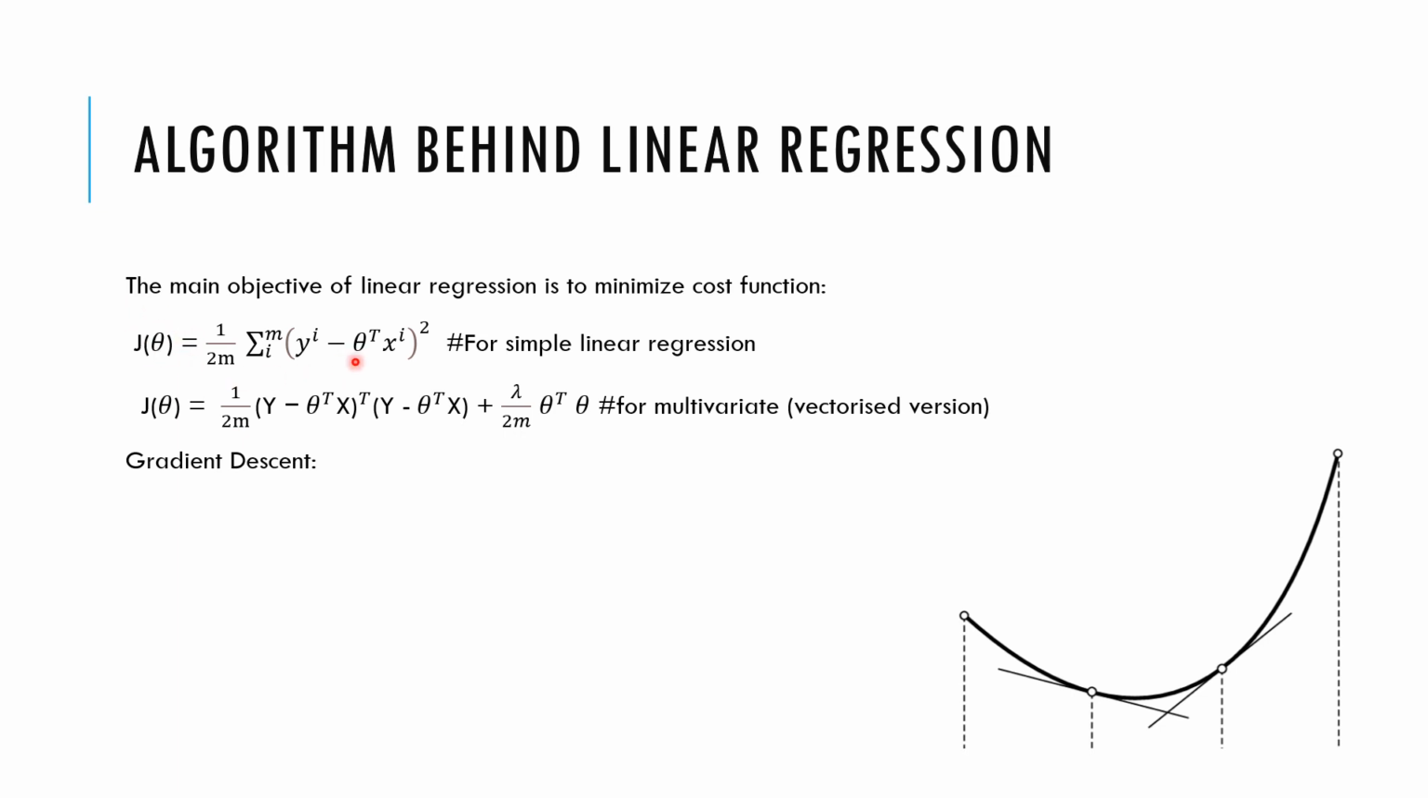So the derivative of this should become 0, and that is what is called gradient descent. I'll explain a little more. If you take the derivative of this cost function with respect to theta, this is what you get.